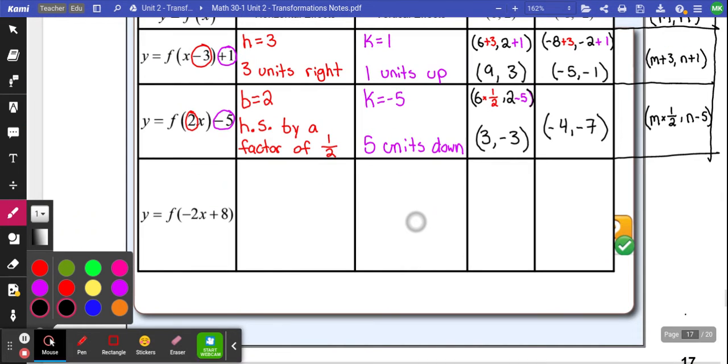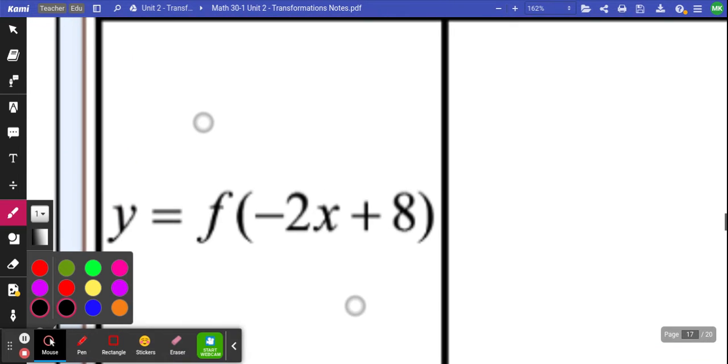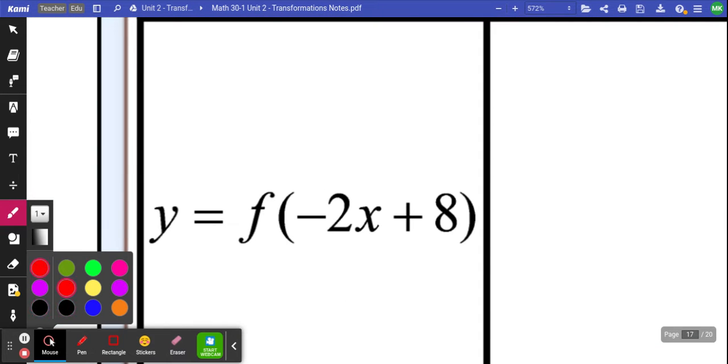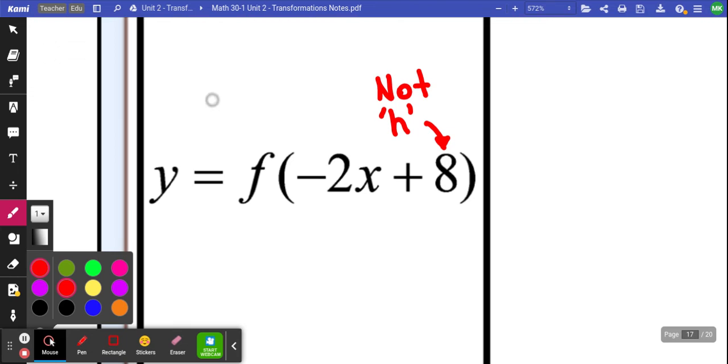Okay, last one. There you go, a box right here. Okay, the last one causes us a problem. The reason the last one causes us a problem is this is not h. Your h value is not 8. It is definitely not -8 either. That's ridiculous. Yeah, it's because your function should have looked like this.